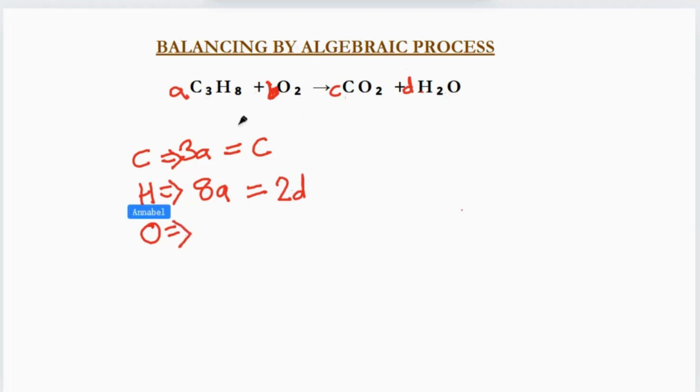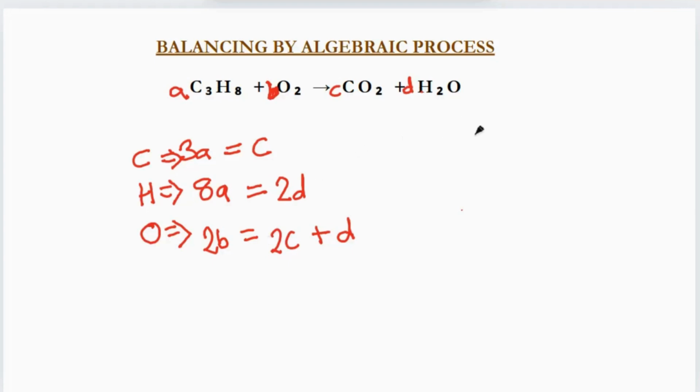Then for oxygen, we have 2 subscripts and a B coefficient. So we say 2B equals, and in the reactant, we have 2 subscripts. In the product, we have 2 subscripts and a C coefficient. So we have 2C plus, because we still have another oxygen here, plus D. So how do we solve this? We start inputting this into that equation, the way you do it in maths, to be able to find what A is, what B is, what C is, and what D is.